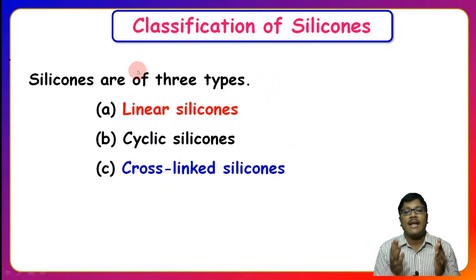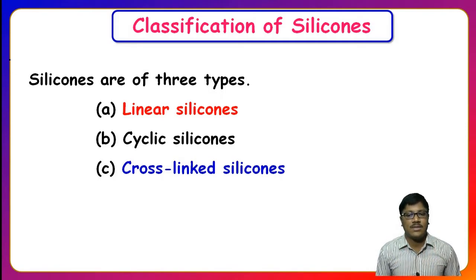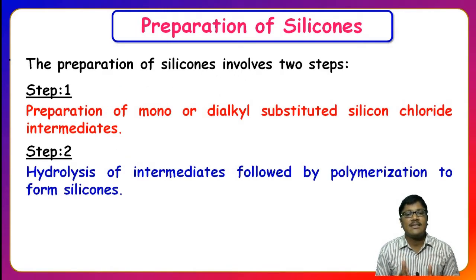Let us see the classification of silicones. Silicones are broadly classified into 3 types. Number 1, linear silicones. Number 2, cyclic silicones. Number 3, cross-linked silicones. Let us understand the different preparation methods of silicones.